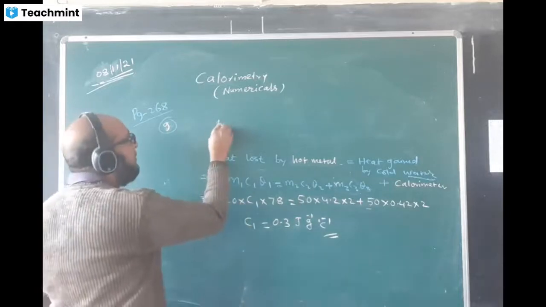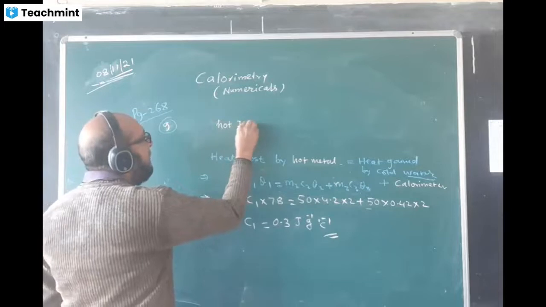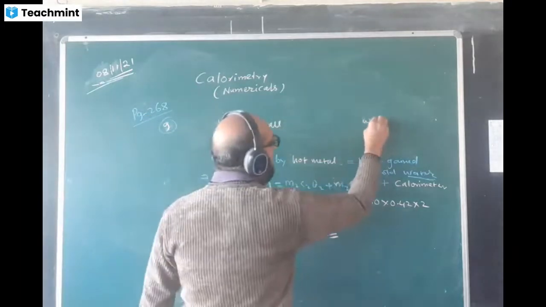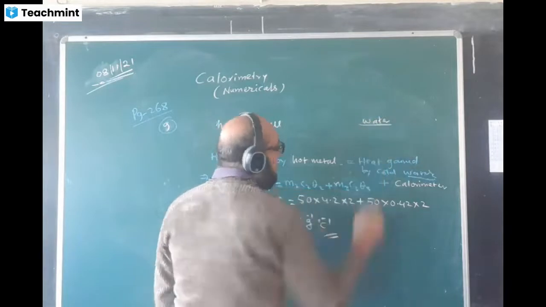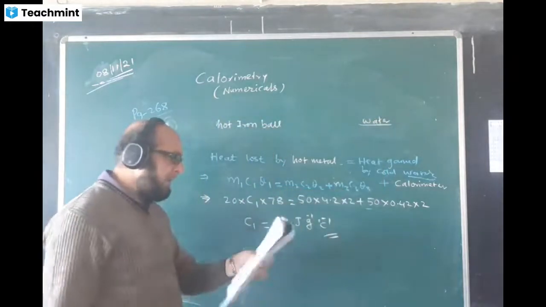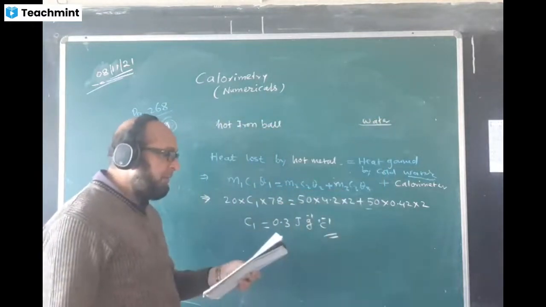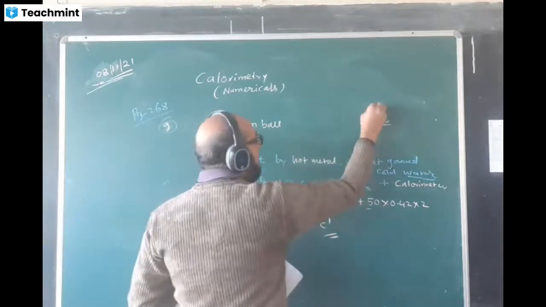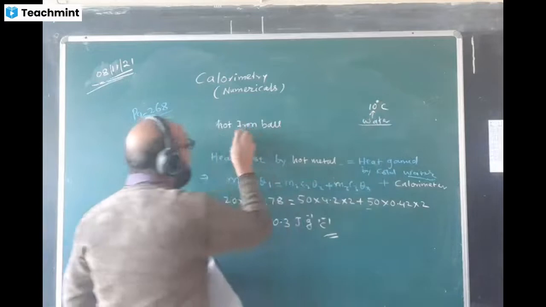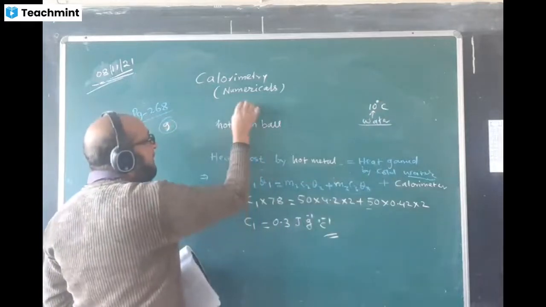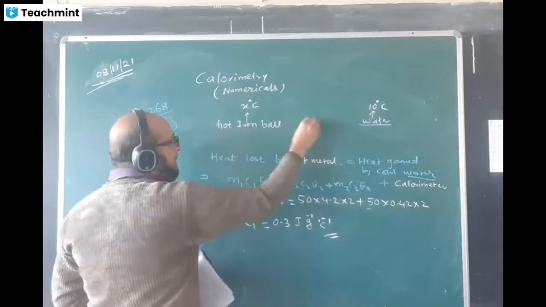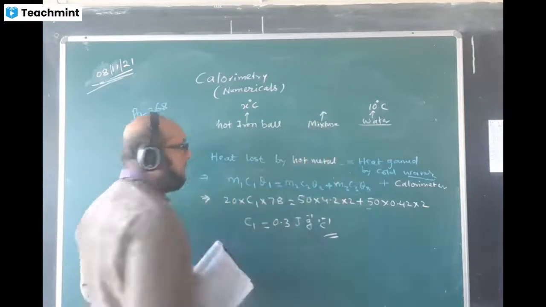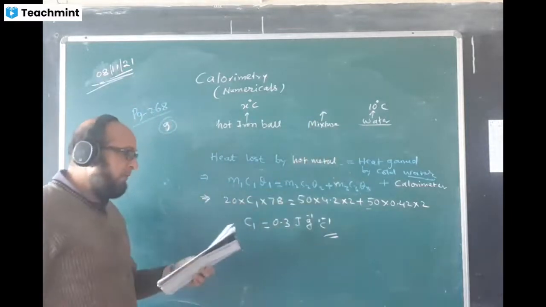Right here, a hot iron ball is added to water. There is no container mentioned, nothing about a container. So this one is being put into water of 10 degrees Celsius. Water temperature is given, 10. Initial temperature of the hot iron ball we have to find, x. The mixture I'll keep here; mixture temperature is found to be 30.